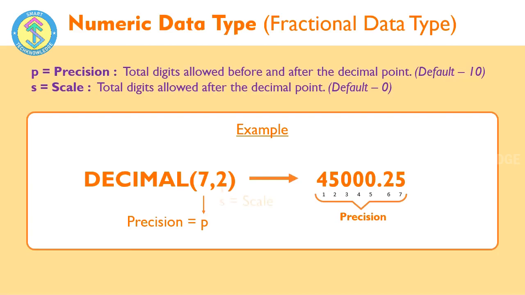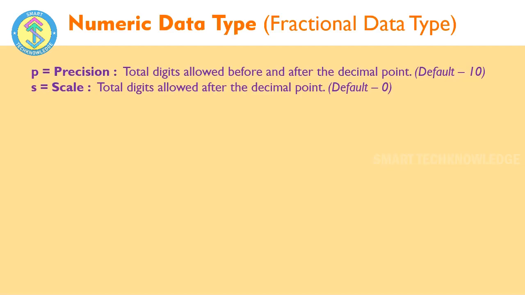S stands for scale. That means after the decimal point, there should be only 2 digits. In the number 45,000.25, you will see that after the decimal point, there are only 2 digits, that is 25. This is called scale. I hope you have understood this example. Let us see a few more examples.